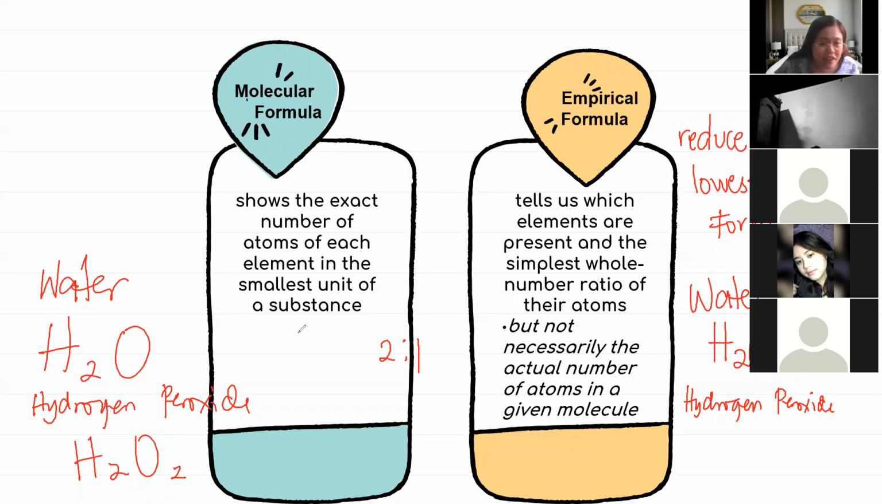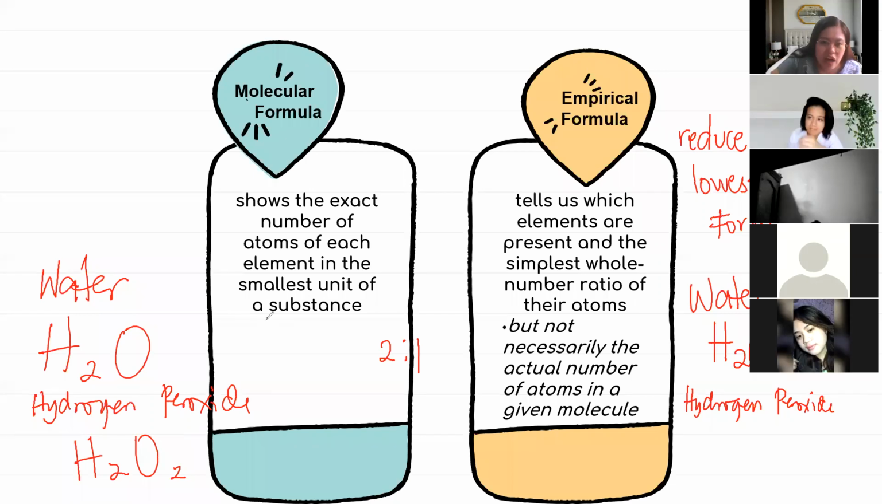So for example, look at hydrogen peroxide, H2O2. What is their common factor? 2. So what we do to get the empirical formula of hydrogen peroxide is divide both by 2. So this now becomes HO. That is the empirical formula of hydrogen peroxide. 2 divided by 2 is 1. So just H and O, one hydrogen and one oxygen. I hope you saw the difference between the molecular formula and the empirical formula.